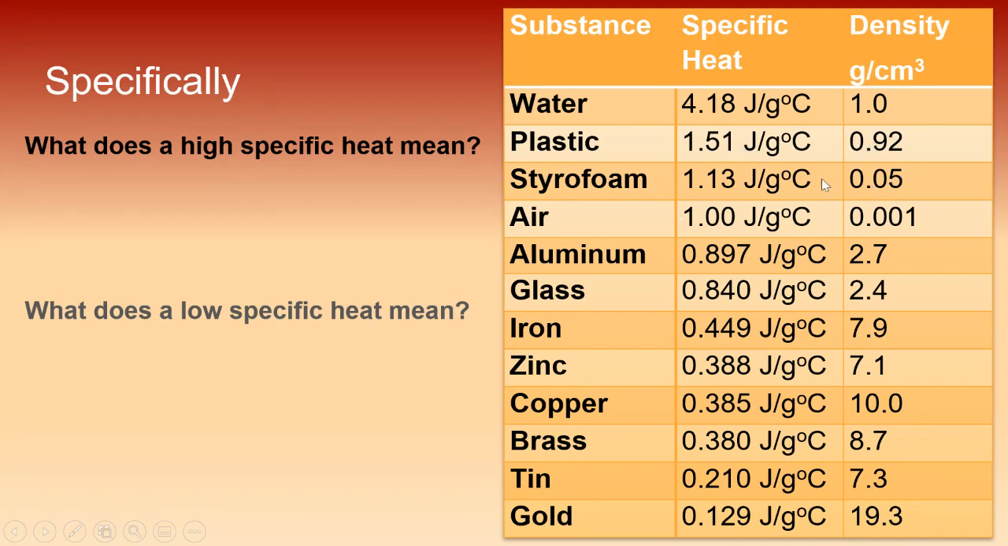Styrofoam, not at all, because it's not enough mass of styrofoam to push that heat into your hand. Air, same thing. You can put your hand in an oven that's 350 degrees, and it doesn't hurt you because there's not a lot of mass of air to push that heat into your hands. So low specific heat means it doesn't take much energy to move a gram 1 degree Celsius.